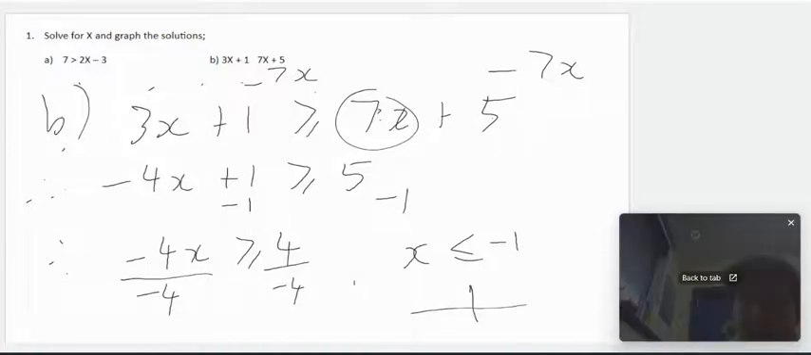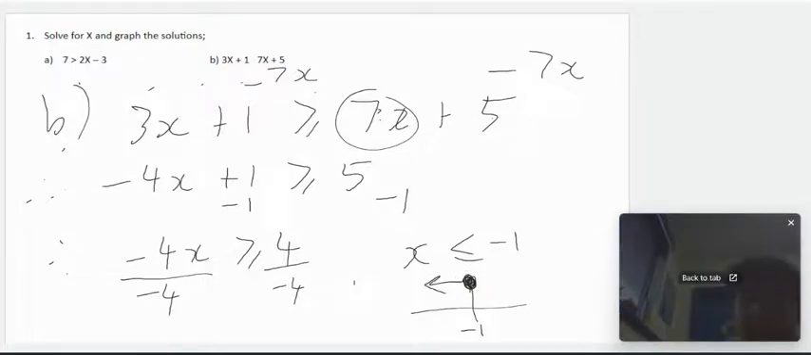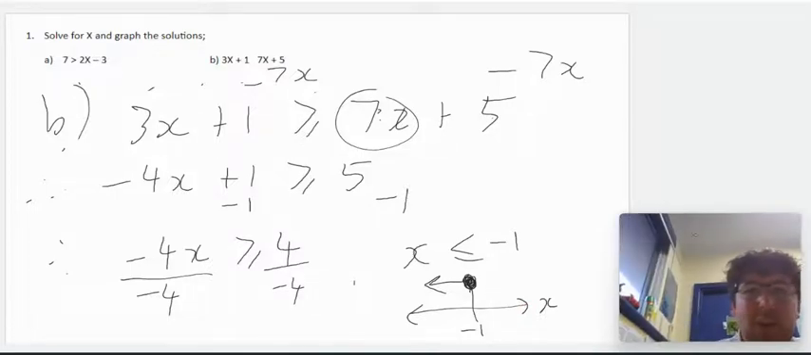Now we can graph it. Minus 1. Now it's less than or equal to, so we're going to color in the dot. There we go. There's x. There's our inequality. All right, here we go.